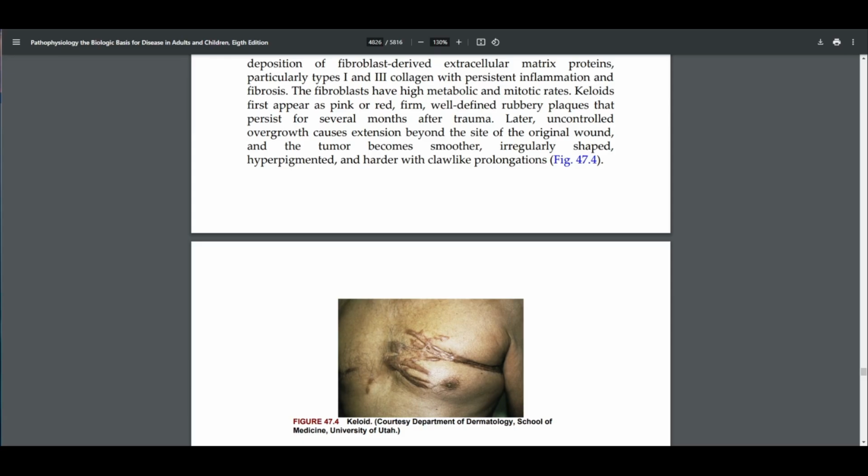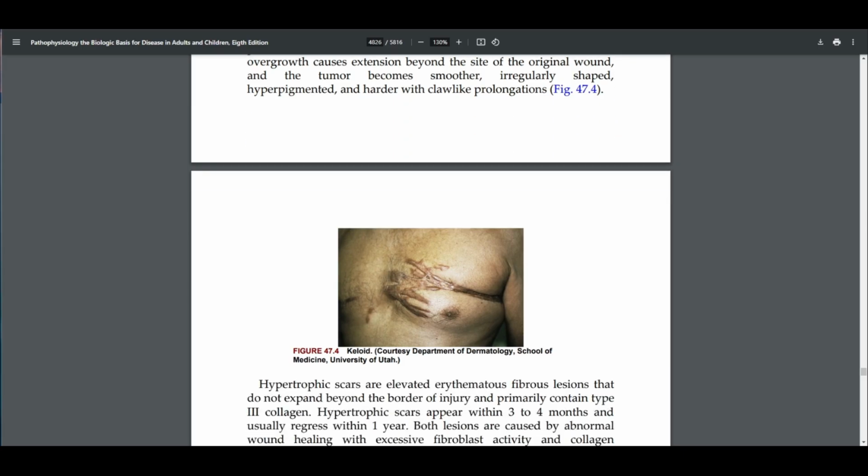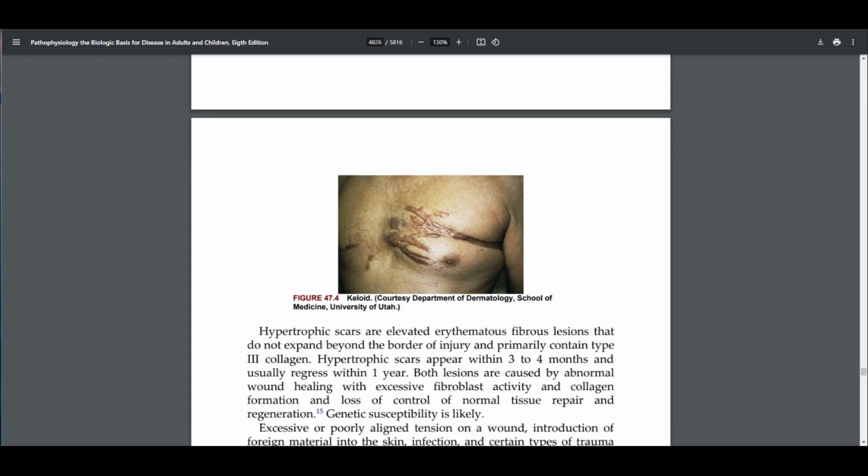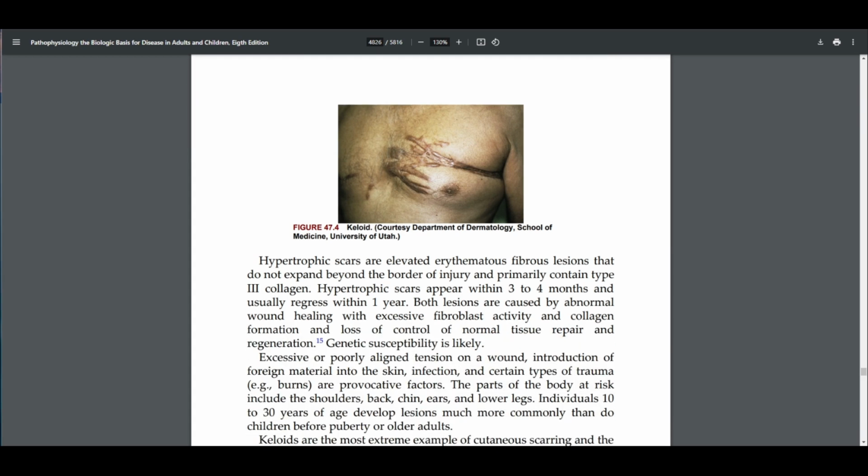Keloids first appear as pink or red, firm, well-defined rubbery plaques that persist for several months after trauma. Later, uncontrolled overgrowth causes extension beyond the site of the original wound, and the tumor becomes smoother, irregularly shaped, hyperpigmented, and harder, with claw-like prolongations. So here is a keloid.